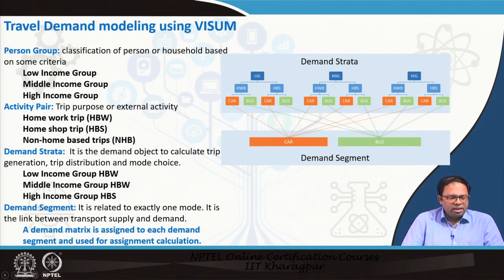Once we have done that, then we have demand segment, where we further categorize demand strata by different modes. The demand strata is divided into different modes, and each mode is one segment, and it is the link between transport supply and demand. A demand matrix is assigned to each demand segment and used for assignment calculation.